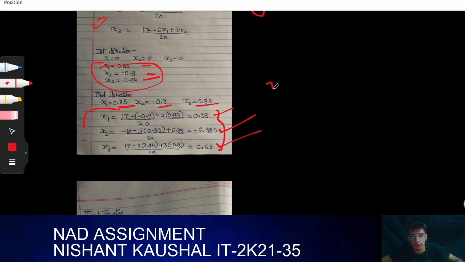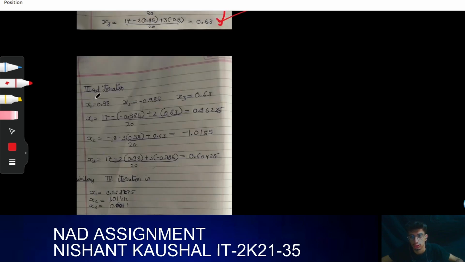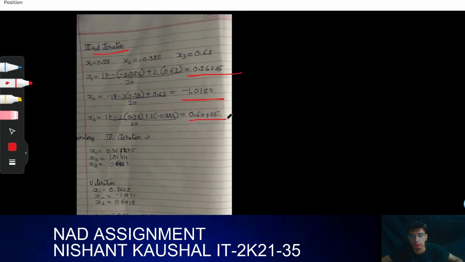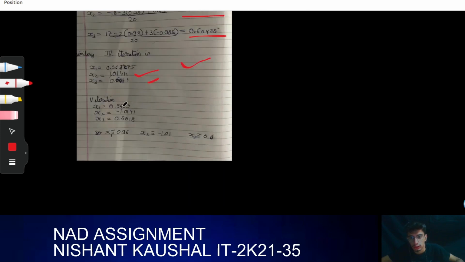Similarly, we will repeat these steps until we find similar answers in the next iteration. In the third iteration, we find x1 as 0.96225, x2 as minus 1.01, x3 equals 0.604. In the fourth iteration, we find x1 equals 0.961275, x2 equals minus 1.0141, and x3 equals 0.6014. In the fifth iteration, we find x1 equals 0.9609, x2 equals minus 1.0141, and x3 equals 0.60.